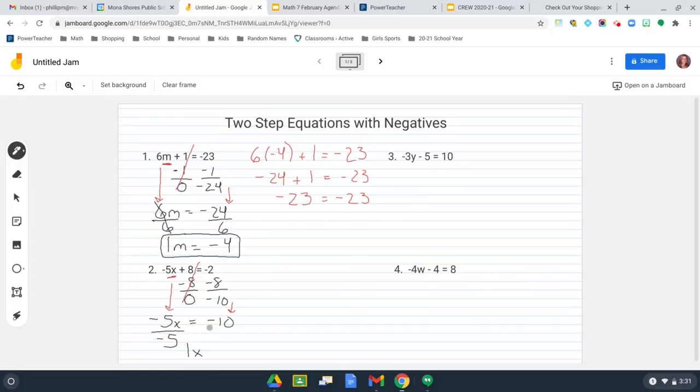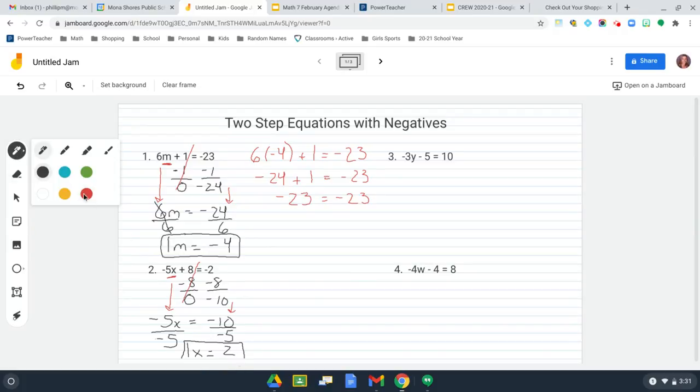So when I balance over here on the right, I'm also going to divide by negative 5. Negative 10 divided by negative 5, positive 2. When you divide two negatives, you get a positive, positive 2. 1x, or x, equals 2.